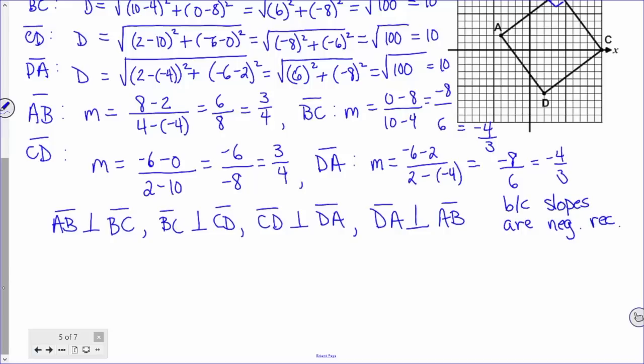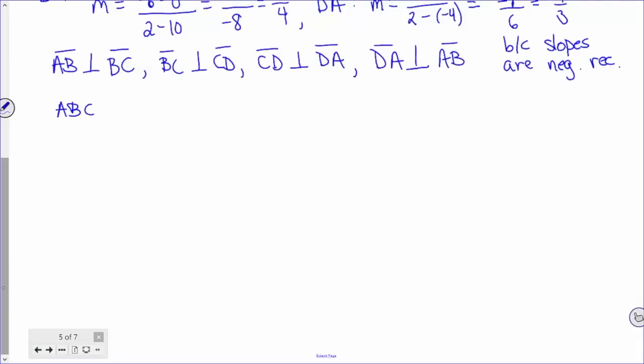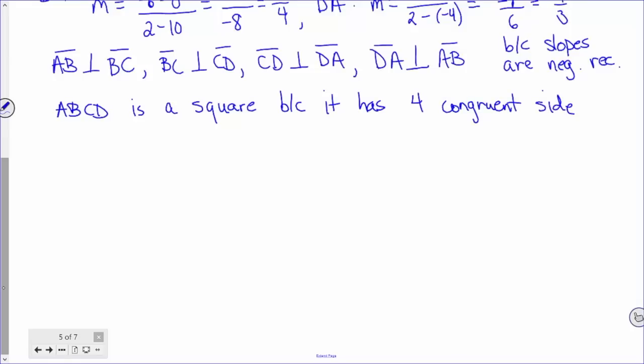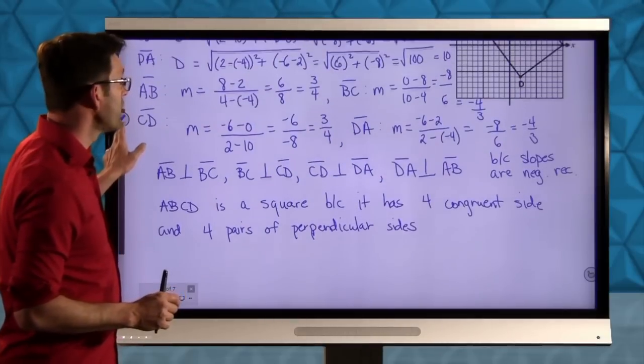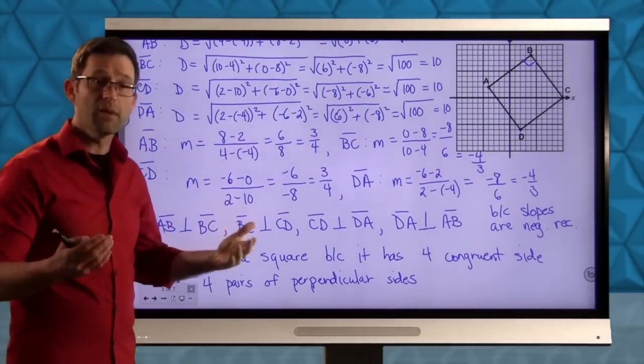So let's wrap it up. Let's make a final statement. ABCD is a square because it has 4 congruent sides and 4 pairs of perpendicular sides. You could also say it has 4 right angles. Now again, there are definitely other ways of proving something is a square in the coordinate grid, but to me this is the most straightforward.